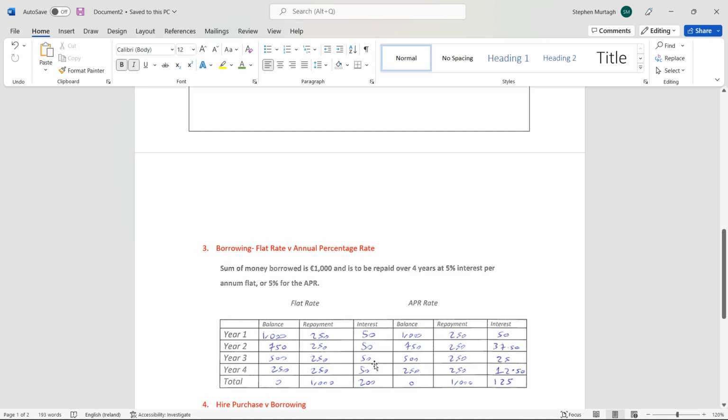So 50 plus 50 plus 50 plus 50 equals 200. So the interest repayment was €200. On the APR side, it's slightly different.